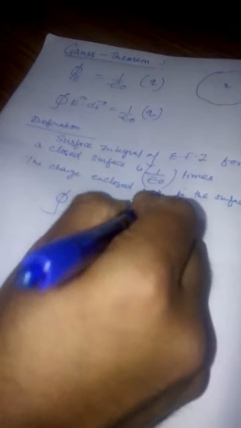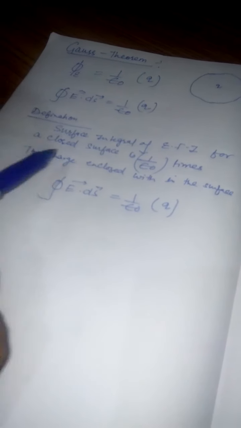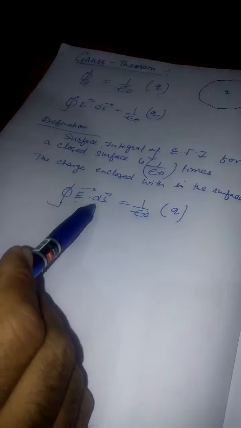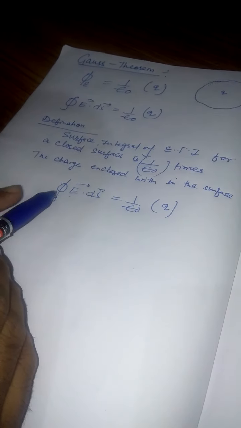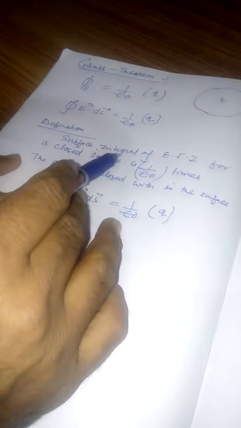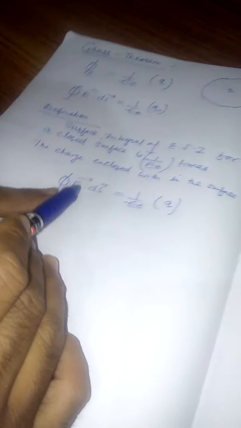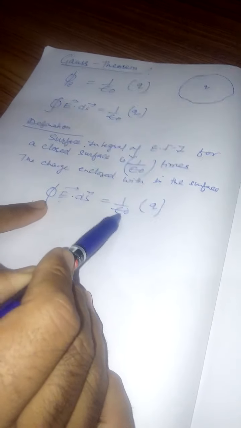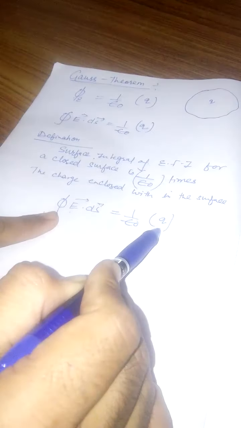Now we come to know that the integral of E ds is equal to 1 upon epsilon naught q. So how to define Gauss theorem? See the definition I am explaining. The surface integral of electric field intensity for a closed surface is 1 upon epsilon naught times the total charge enclosed within the surface. This is the definition of Gauss theorem.